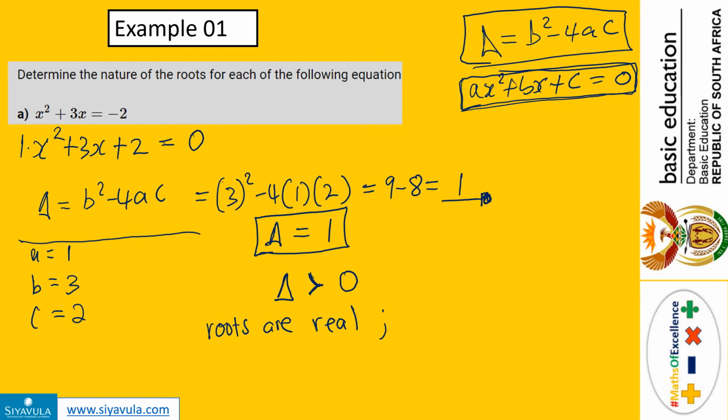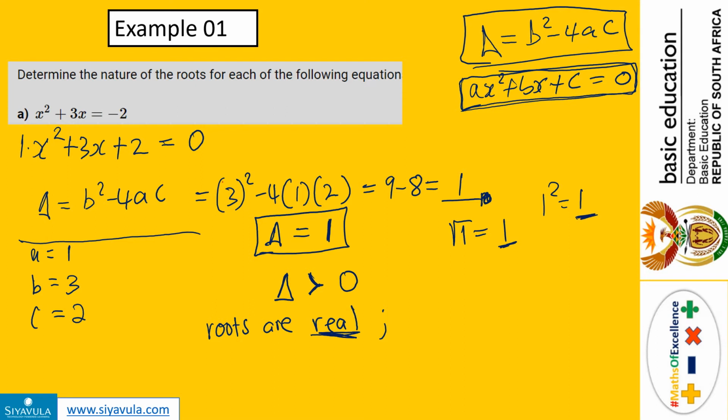Now let us look, because for real roots we have two further conditions. They can be rational and they can also be irrational, right? You check whether your delta is a perfect square or not a perfect square. My delta is 1, and if I take the root of 1, it's 1. 1 squared is 1. So 1 is a perfect square, right?